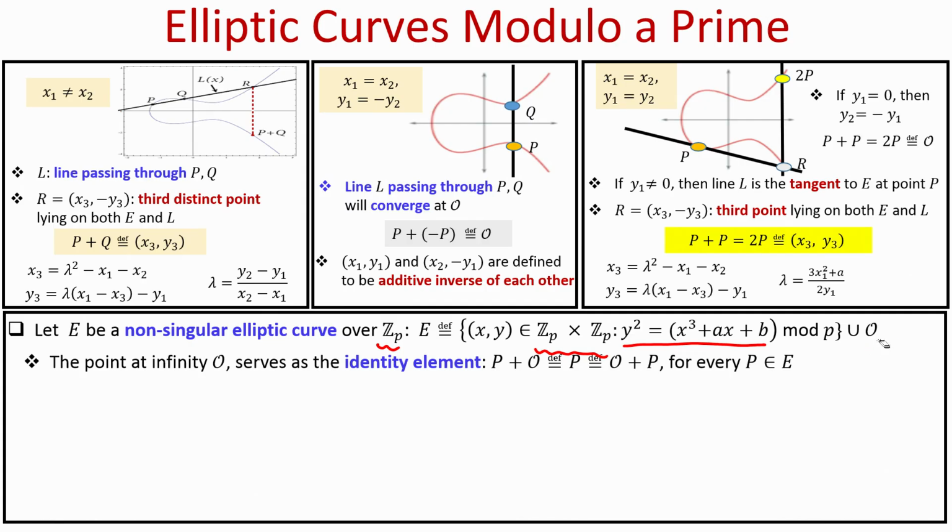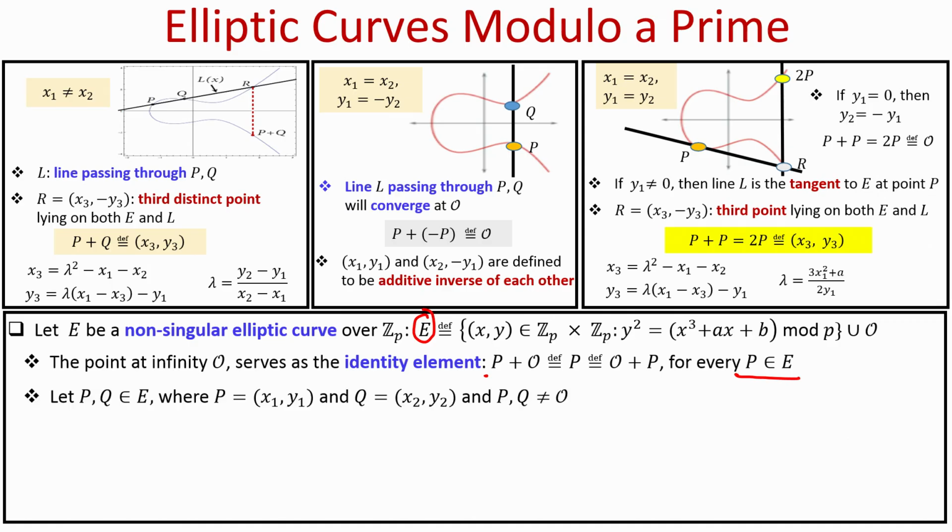As it was the case for elliptic curves defined over the set of real numbers, the point at infinity serves as the identity element, namely we define that for any point P belonging to the set E, if we perform the plus operation with respect to the point at infinity, then we get back the same point P. Whereas, if we have 2 points P and Q belonging to the set E, which are not the point at infinity, and say the coordinates of P are x1 comma y1 and of Q are x2 comma y2, where x1, y1, x2, y2 are all elements of the set Z_p, then the plus operation is defined as follows.